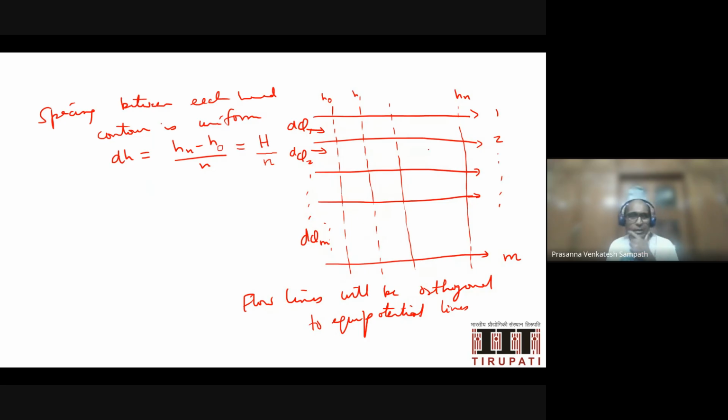So now let us refer to this Hn minus H0, the total head difference between the last equipotential line and the first equipotential line. Let us refer to that as capital H. And n, of course, is the number of jumps that I'm taking between successive equipotential lines.